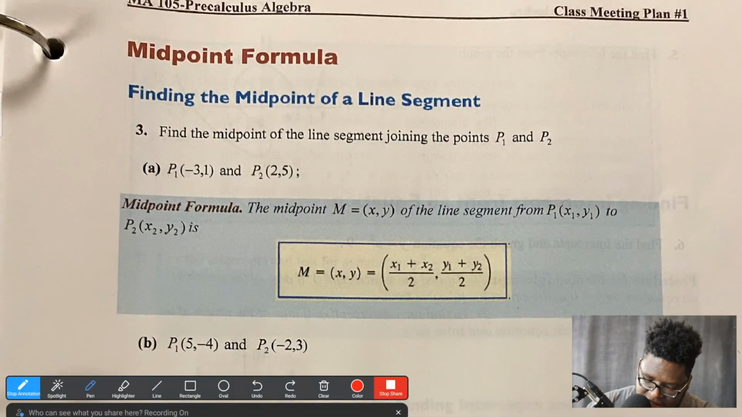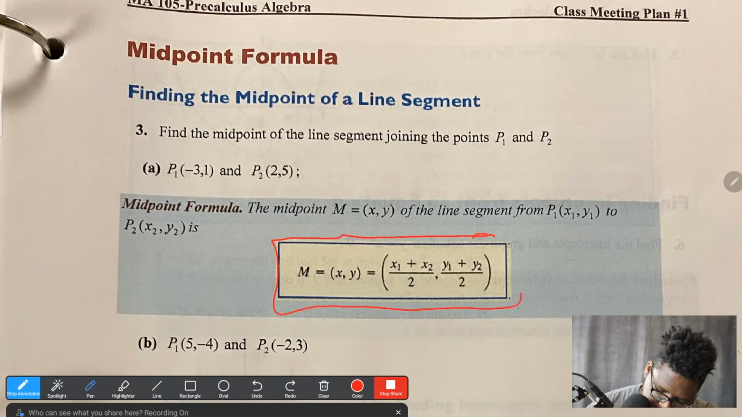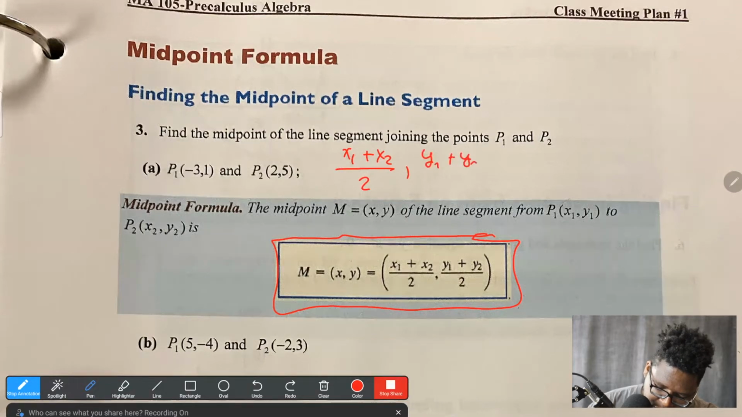So we're going to do midpoint formula really quick. Basically, midpoint just means exactly what it sounds like, halfway. So you're just trying to find the halfway mark between 2 points. The midpoint formula is this right here. You've got x1 plus x2 over 2 and y1 plus y2 over 2.